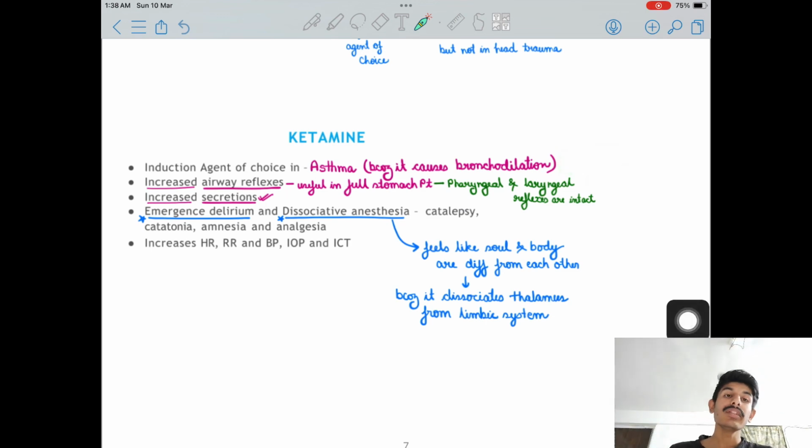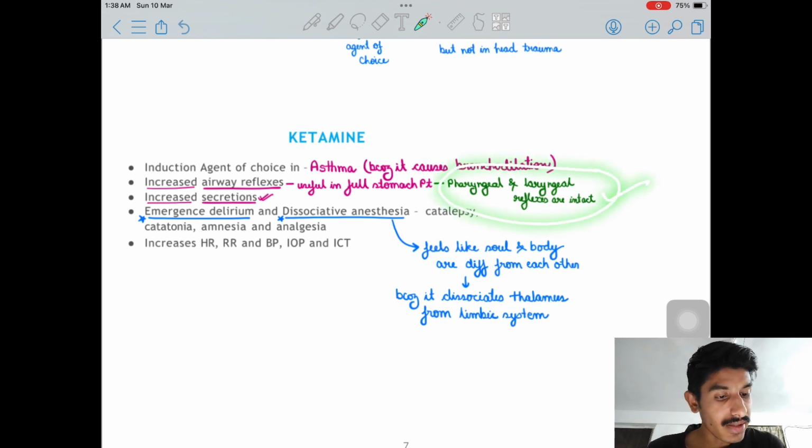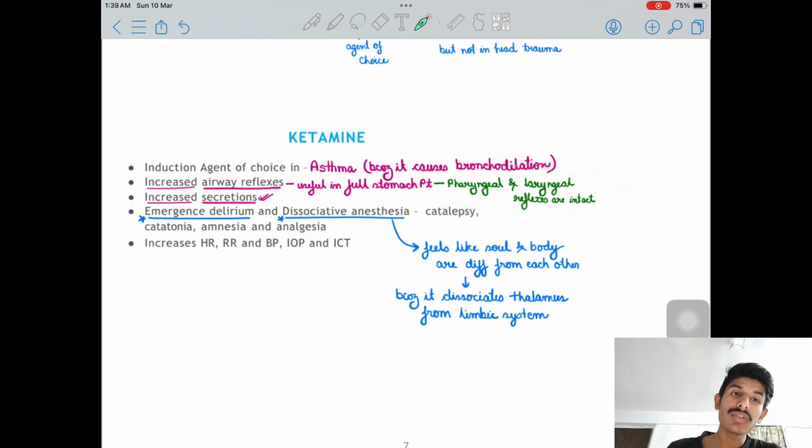You can also use it in a full stomach patient. For example, before an operation we tell the patient not to eat for 8 hours, no food or anything, but sometimes the patient still ate. In that case you can use ketamine, because ketamine will stop the reflux coming back from the stomach to the mouth, as I have written here. So ketamine can be used in patients who have eaten a full meal and then came to the operation and told the doctor, I ate a full meal. In that case ketamine is the drug of choice.